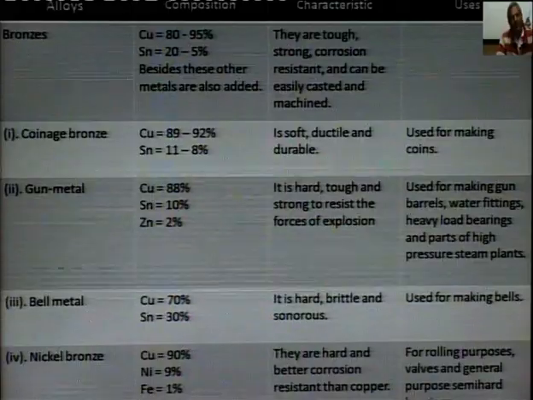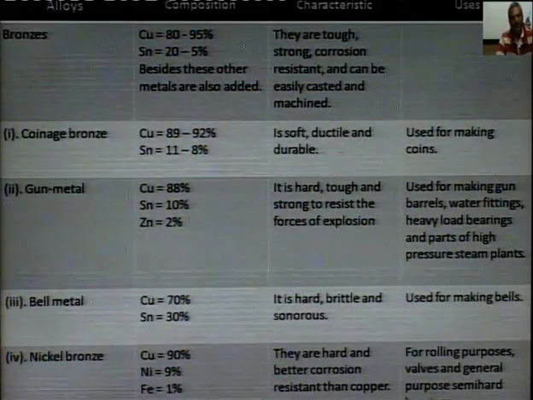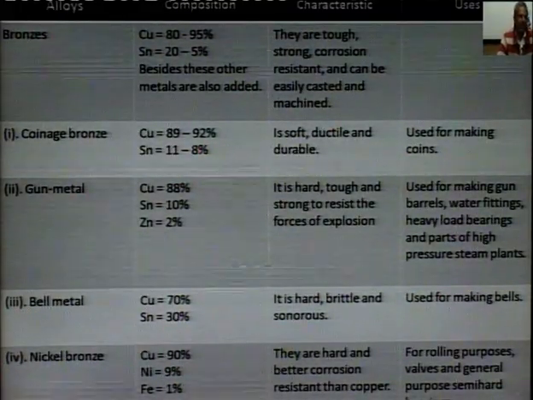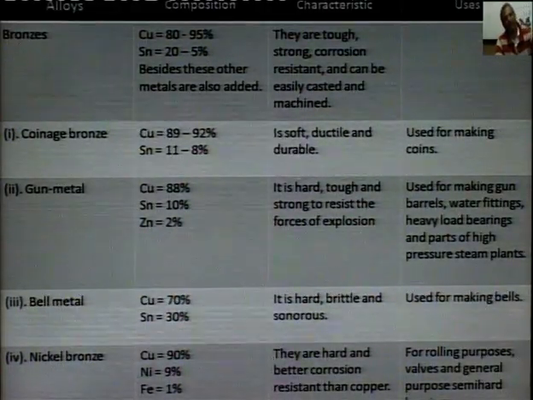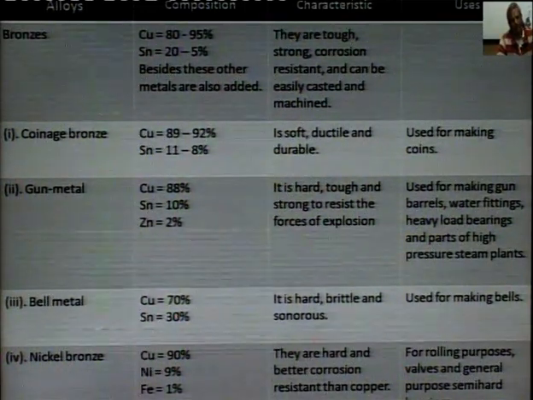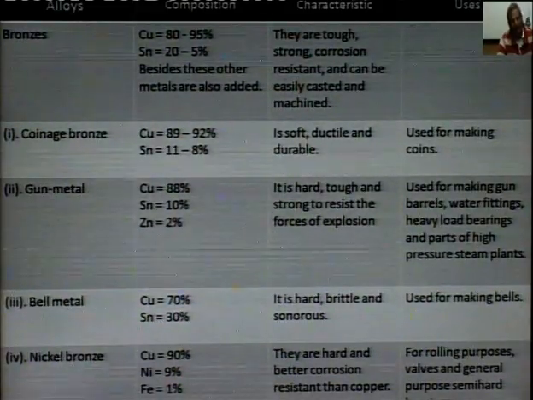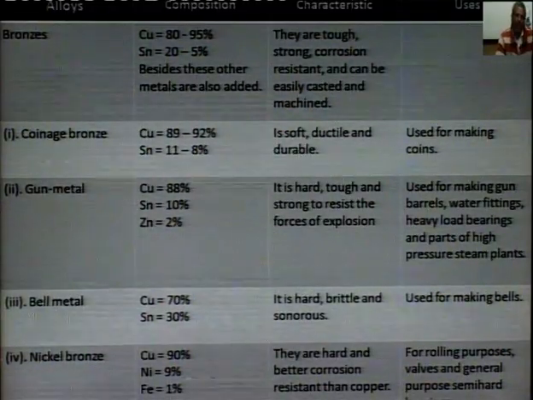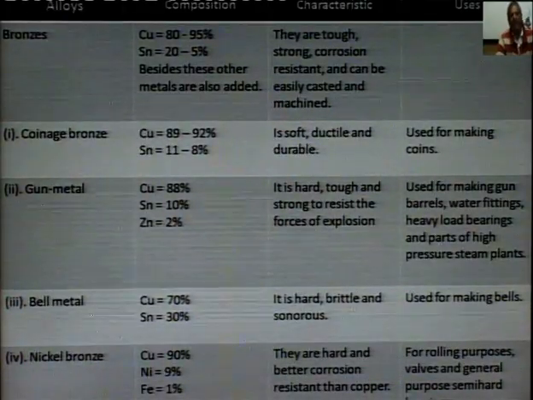Bronze is generally obtained by mixing copper with tin. So here copper is 80 to 95% and tin is 20 to 5%. So there is no fixed ratio. The ratio can vary. The bronzes are tough, strong, and they are corrosion resistant and can be easily cast and machined.